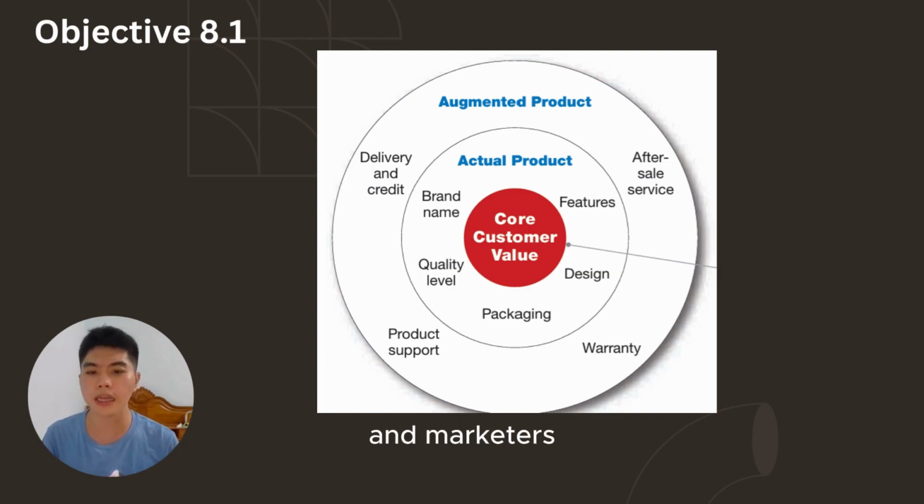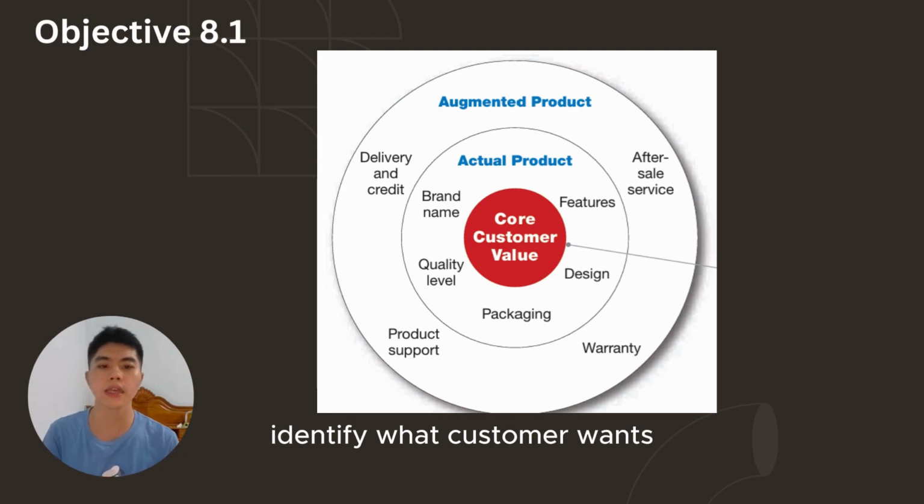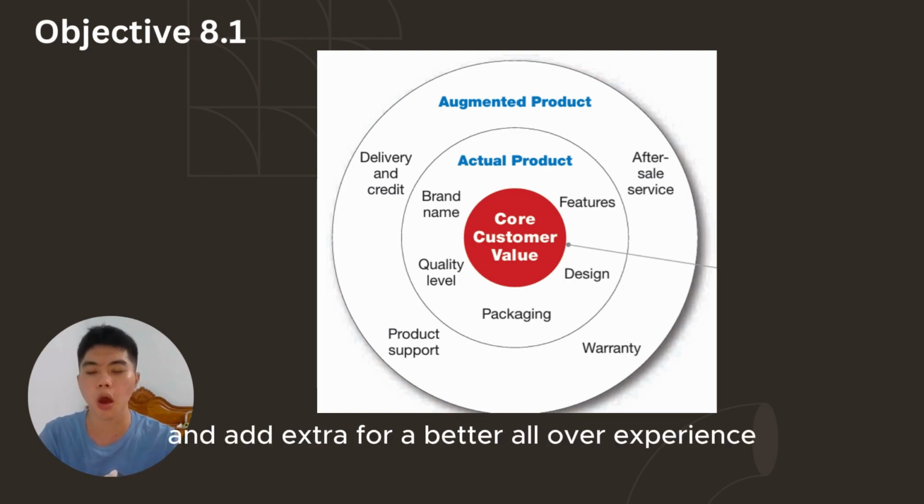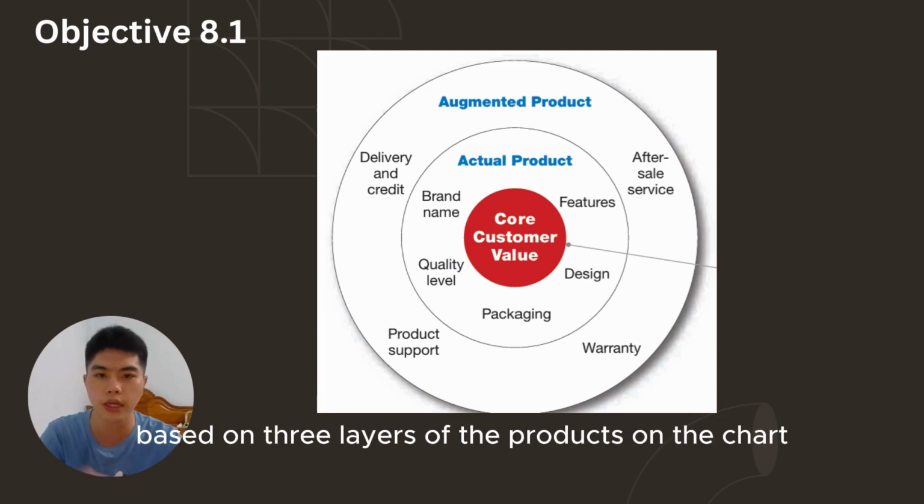Marketers identify what customers want, design the products, and add extras for a better overall experience, based on the three layers of the product on the chart being shown.